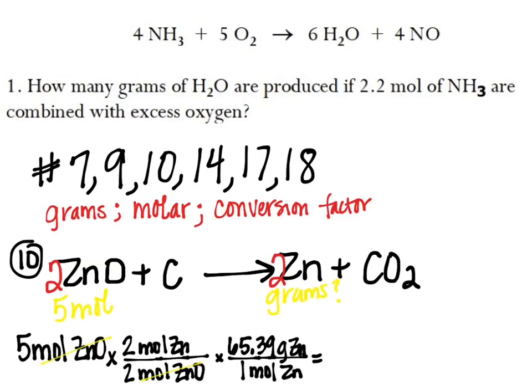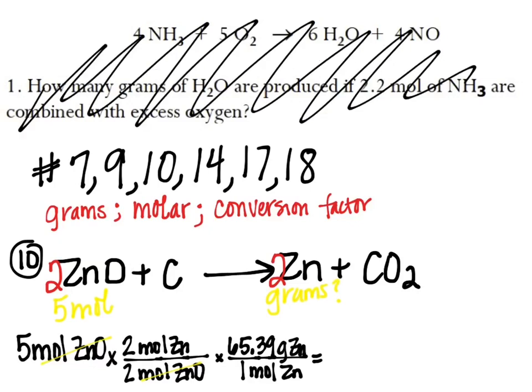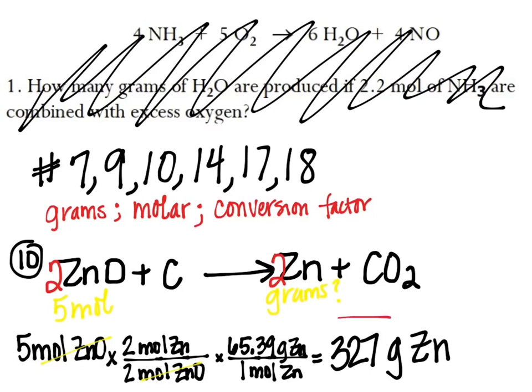Wait, we're not using that problem. It's just number 10. It's number 10 in our homework. 327. So 327 to the correct sig figs. 327 grams of zinc. Thank you.